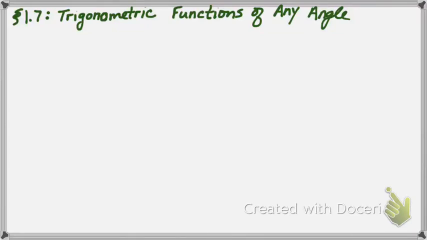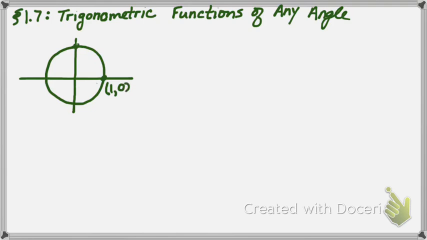In this lesson, we are going to talk about the trigonometric functions for any angle. So here is our unit circle. It is centered at the origin, passes through the points (1, 0), (0, 1), (-1, 0), and (0, -1). Here I've drawn in a 150-degree angle.